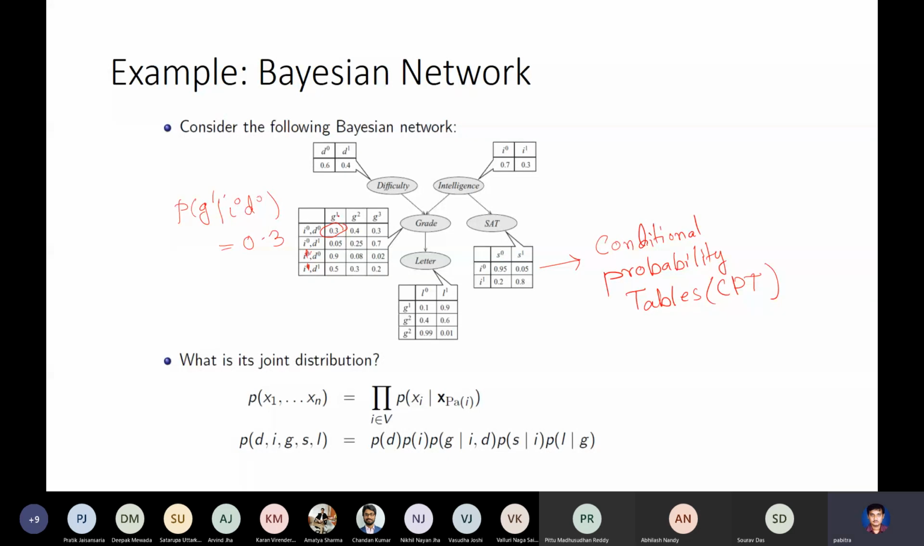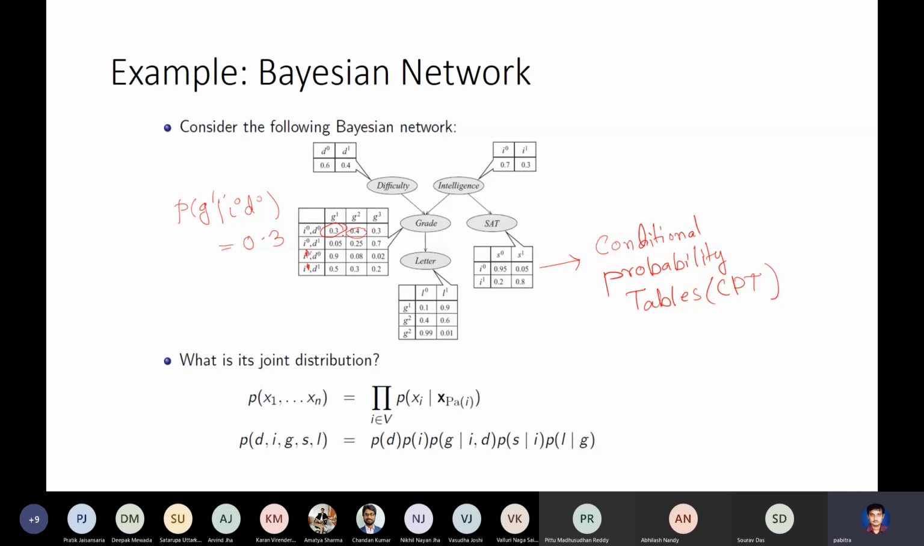Okay, so I could have also written this as a table of I, D, and G. So not 8, but 2 times 2 times 3, which is 12 different combinations of I, D, and G. I could have also written it as a table where the final column would be these values 0.3, 0.4. But this is a more compact, easy to understand representation. So this is the idea. Every entry of this CPD is the probability of a particular value of that variable, conditioned on the particular value combination of the parent variables. So that is the table.